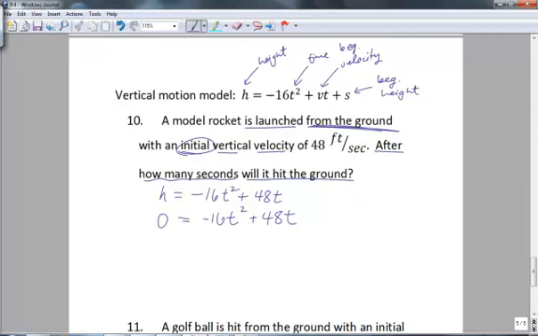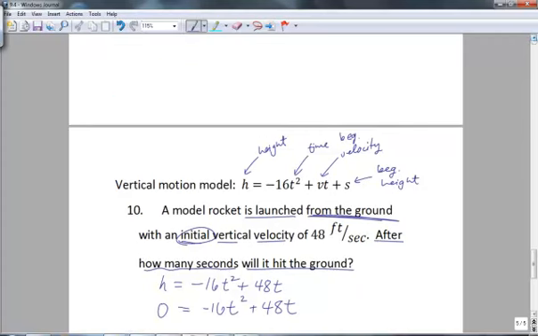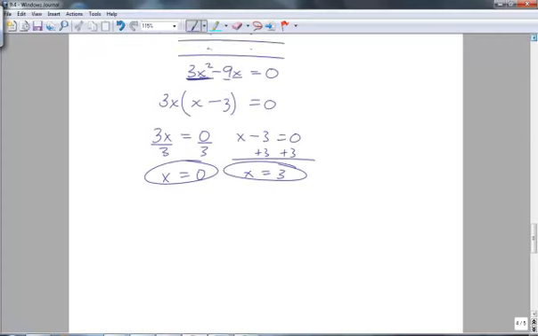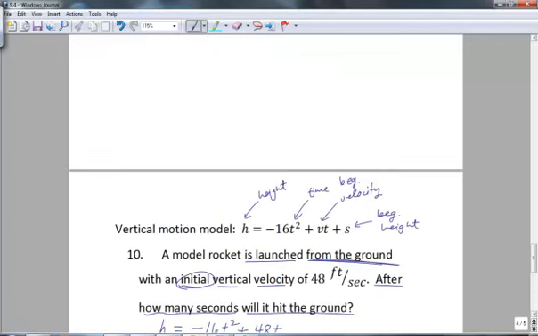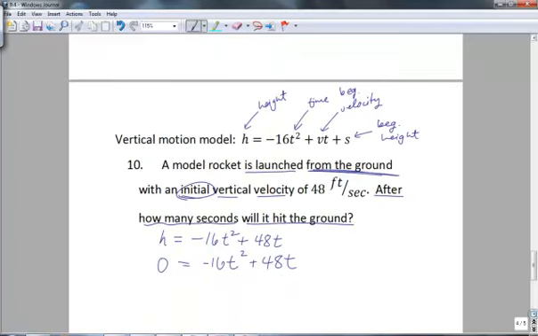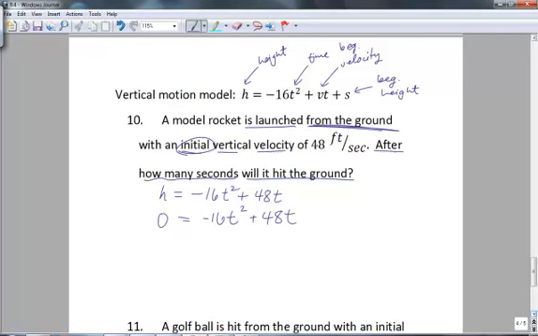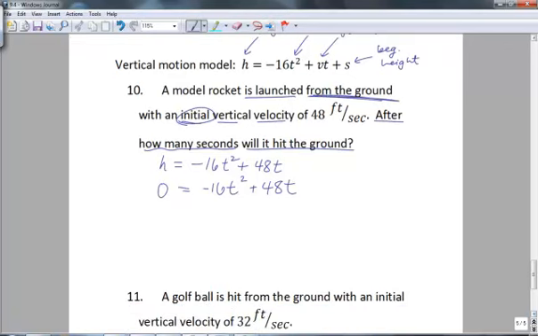Because doesn't that look a lot like what we've been doing? Check out, say for instance, number 9. We got to this step right here. That should look a lot like this. Okay, so we're going to practice factoring out the greatest common factor.